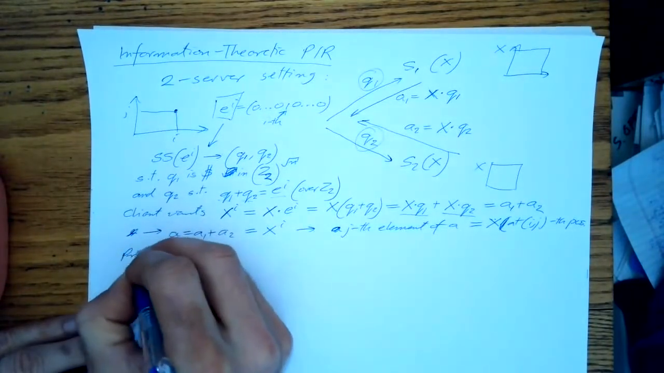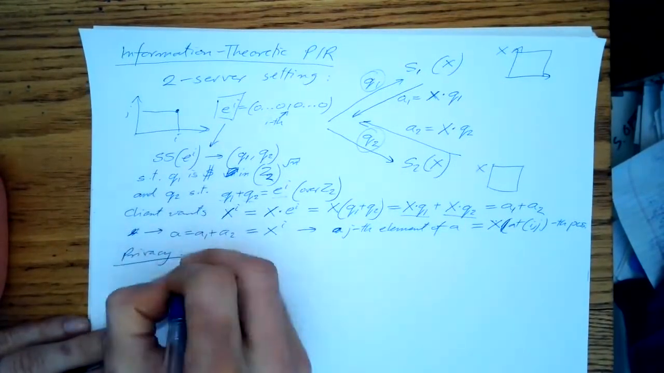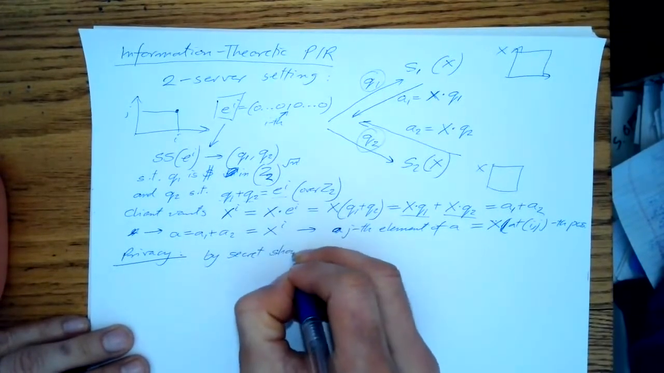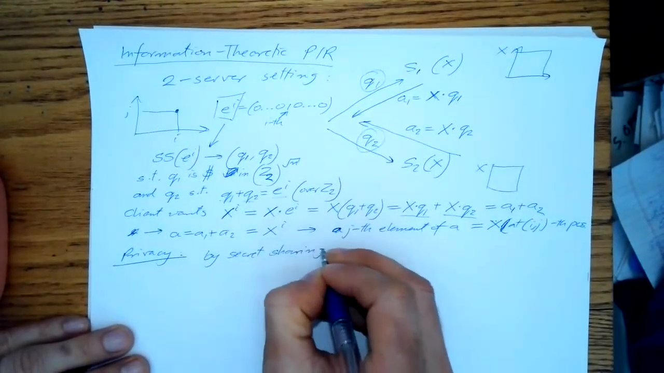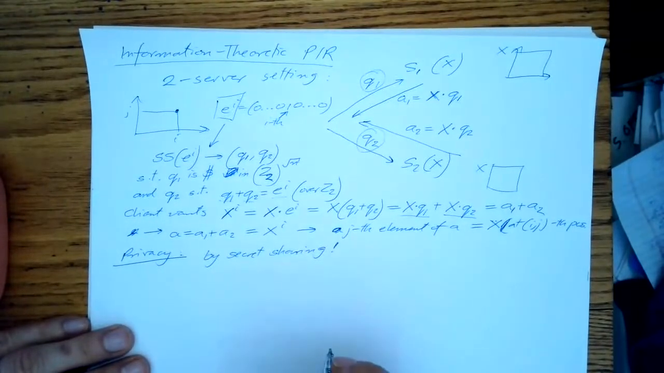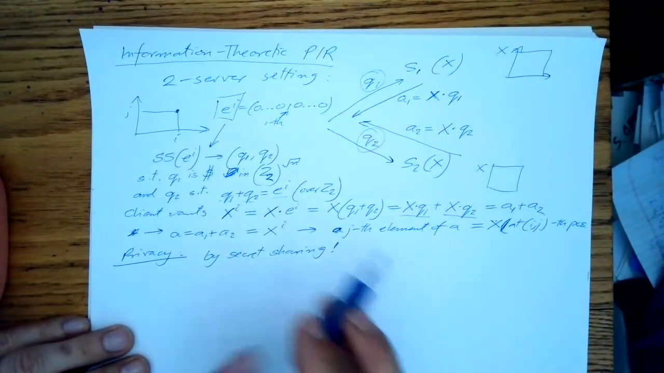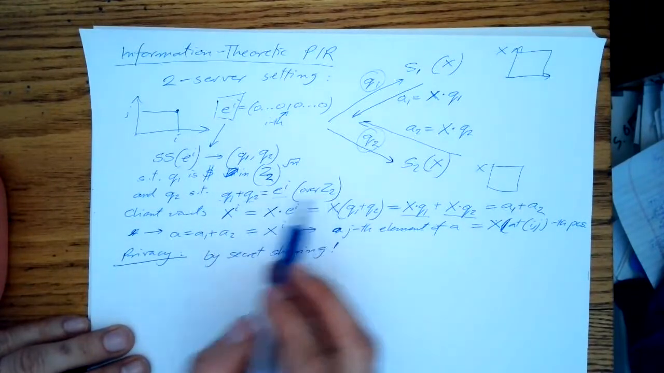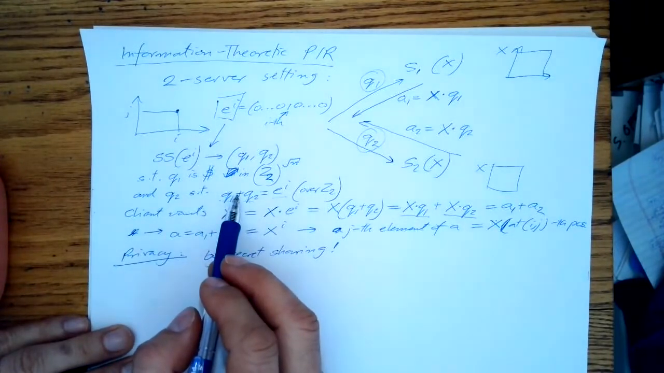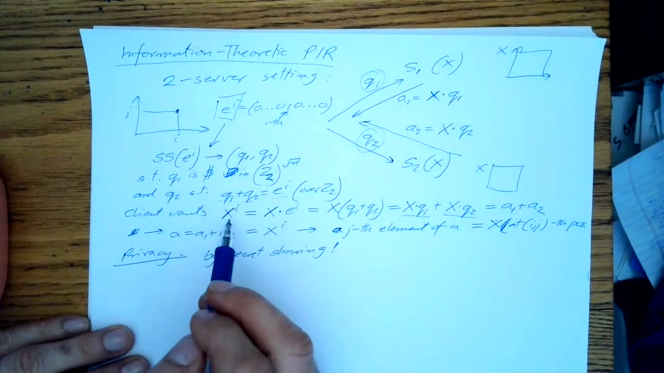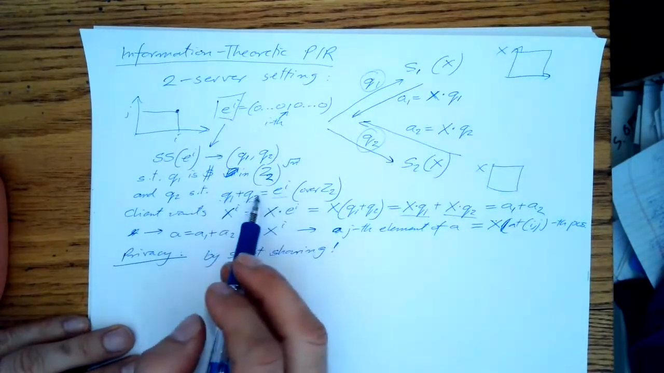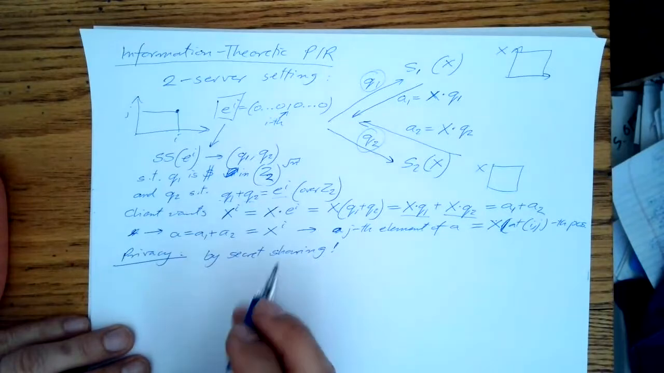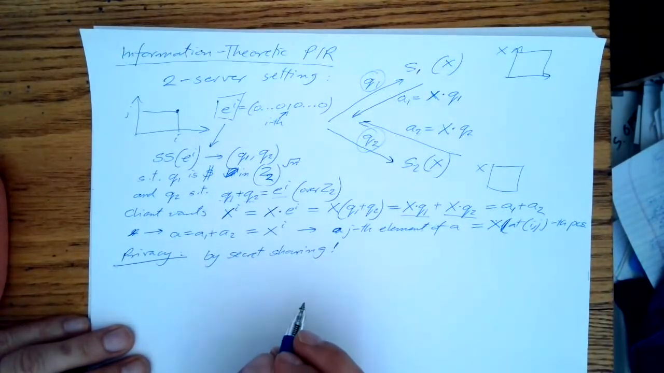So privacy is by secret sharing. This is Z2, so the plus over Z2 is really an XOR. So this is simply an XOR sharing of this vector. And correctness we already argued.